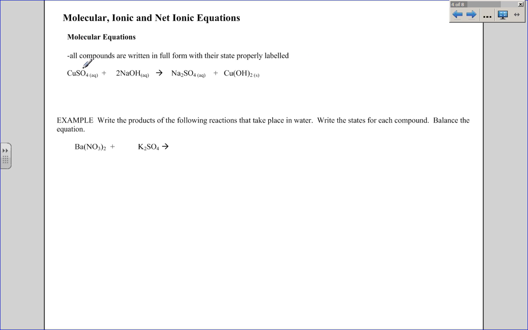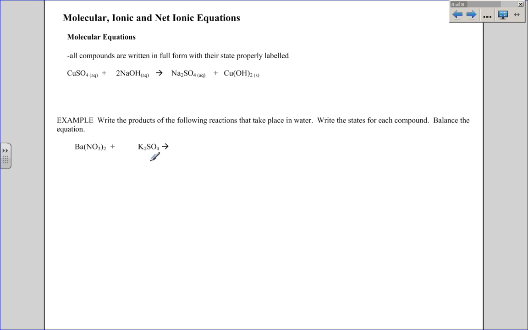So as an example, if we have the reaction of copper sulfate and sodium hydroxide, both solutions by the solubility rules, if we look at the products of the double displacement, we'll produce sodium sulfate and copper hydroxide, the copper hydroxide being a solid, and sodium sulfate being aqueous. This, properly balanced, has a 2 in front of the sodium hydroxide. So let's practice with this one here.